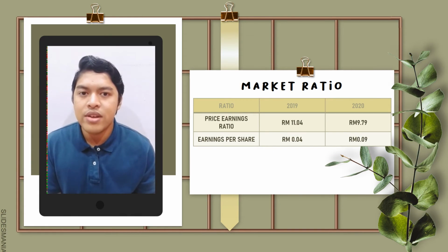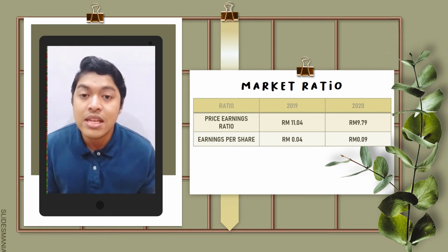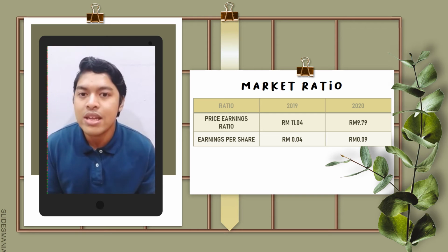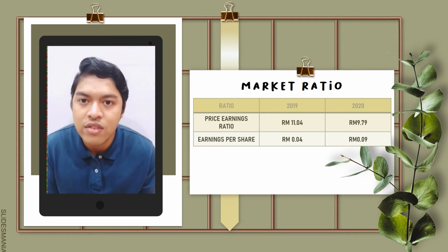Lastly, I will explain the analysis of market ratio. Firstly, the price earning ratio of the company in year 2020 is RM9.79, lower than year 2019, which is RM11.04. It shows that in the year 2020, the investor will pay RM9.79 for a unit of earning, while in year 2019, the investor will pay RM11.04 for a unit of earnings.